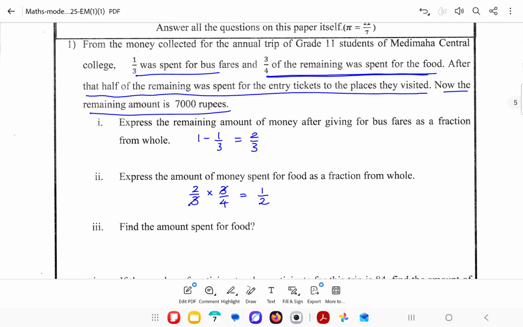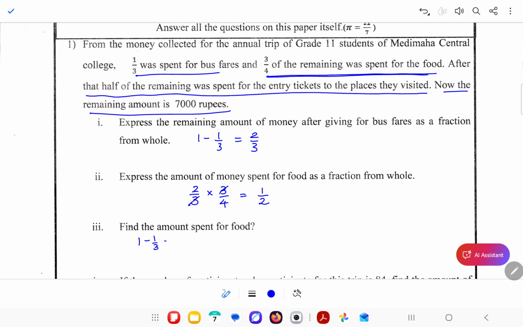Find the amount spent for food. So we know 1/3 was spent for bus fares, half for food, and now we need to find the fraction for the tickets. So 1 minus 1/3 minus half. So far 1 over 6. So 1 over 6 was remaining. So out of that 1 over 6, half was spent on tickets. So 1/12 was spent on tickets. So 1/12 was left. So that 1/12 is the 7,000 rupees.